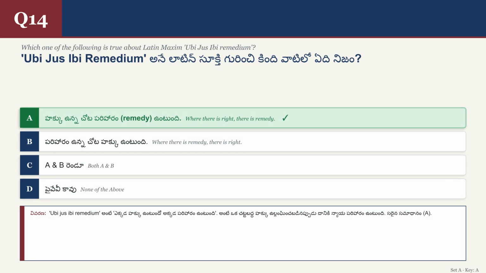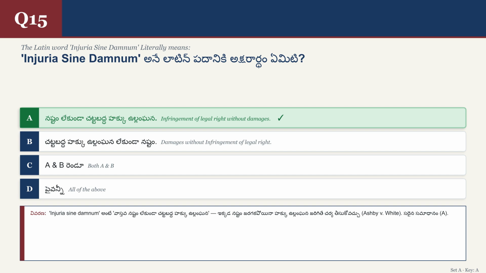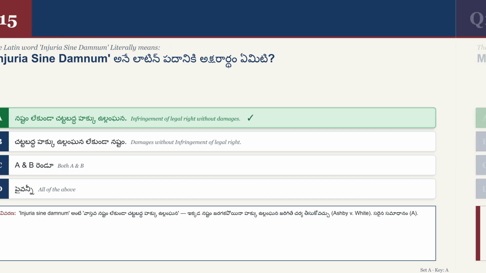Question 14 asks which statement is true about the Latin maxim ubi jus ibi remedium. The correct answer, A, is where there is a right, there is a remedy. Question 15 asks for the literal meaning of the Latin phrase injuria sine damno. The correct answer is A, infringement of legal right without damages.